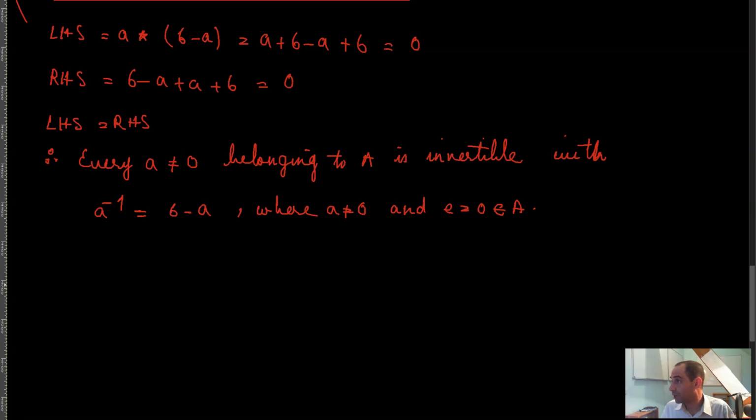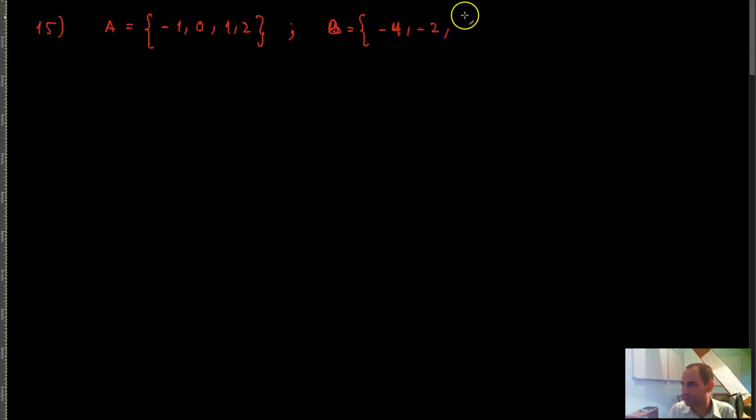Now the next question that we have here is question number 15. Okay, so the next question that we have is question number 15, which is basically we have two sets, and we have two functions, right? So question number 15 is basically A is some set as negative 1, 0, 1, and 2, and B is another set which contains negative 4, negative 2, 0, and 2.